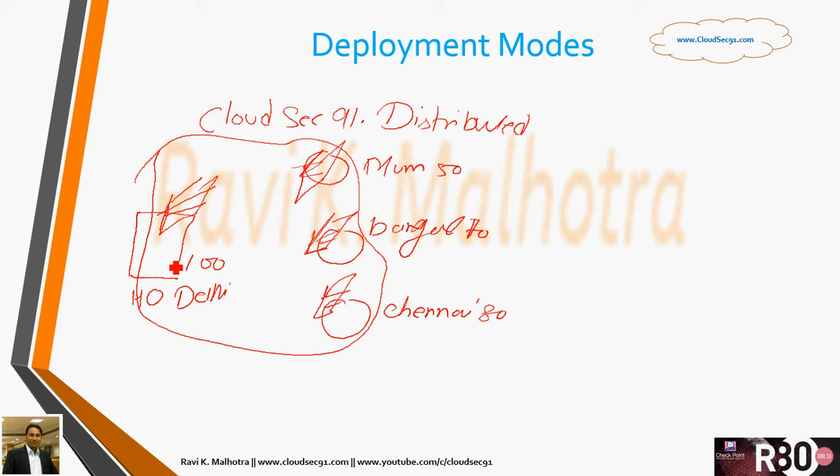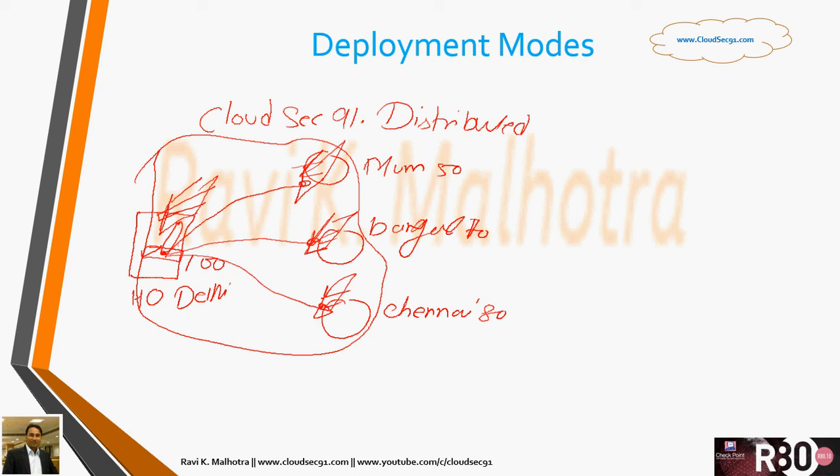So now you do not need to buy a management station for all 4 different sites. You will just buy a management appliance here. With this management appliance, you will be able to manage this firewall, this firewall, this firewall, and this firewall. Now, this is called distributed deployment because we have the management station as well as the firewall on different workstations.